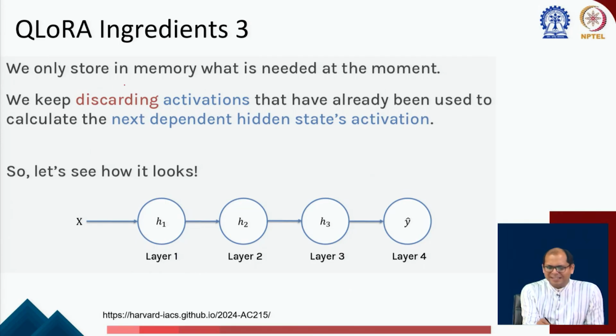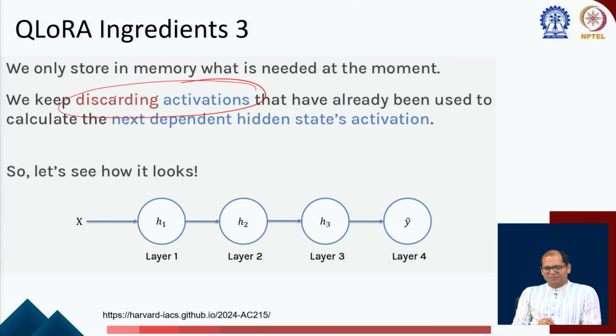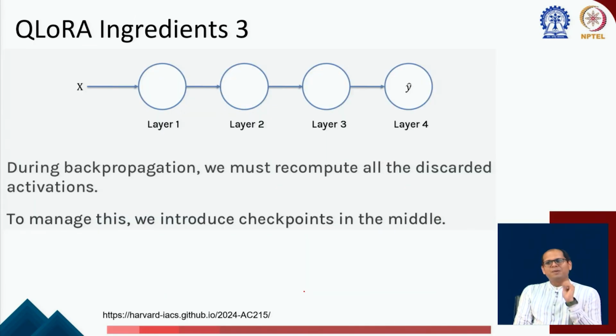So we only store in memory whatever is needed at that point of time, and you keep discarding activations that have already been used, right? You just keep on computing. You compute this, at that time you have already forgotten this, and also this. And when you compute this, you have also forgotten this activation. Now the problem comes at backpropagation time. Because backpropagation again needs all the activations for all the layers, you will have to recompute all of them, right? If you think about the number of layers, maybe say 50 or 100, this will take a huge time, right?